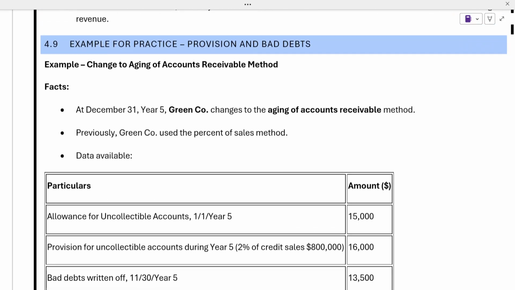Okay. So now let's try to see a complete example of a provision for bad debts wherein a company is existing on December 31st, year 5. The name of the company is Green Company, and they are going to change the method of bad debt recognition to aging of accounts receivable method, basically balance sheet approach. Previously, the Green Company used the percentage of sales method. They were using the direct percentage of sales method.